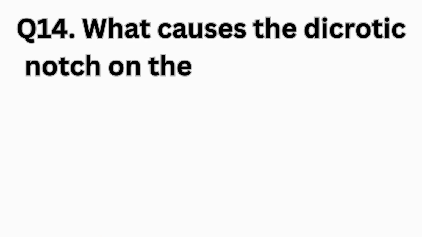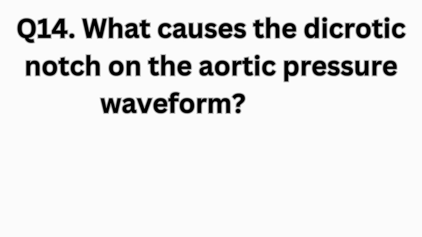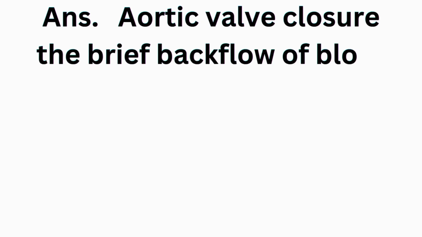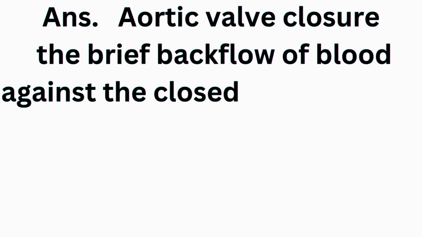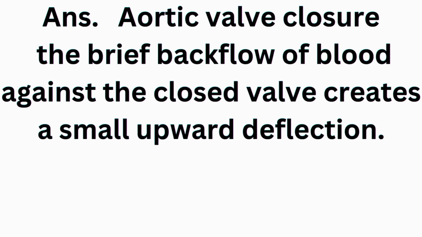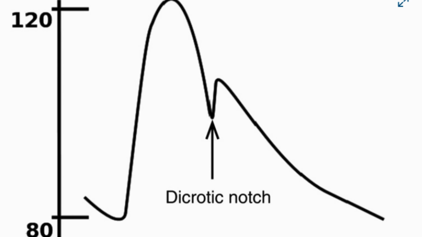Question 14. What causes the dicrotic notch on the aortic pressure waveform? Please pause the video, and here comes the answer. The dicrotic notch is caused by the closure of the aortic valve at the end of ventricular systole. This momentarily changes the blood flow and produces a brief backward flow of blood toward the heart. So yes, the brief backflow of blood against the closed valve creates a small upward deflection.